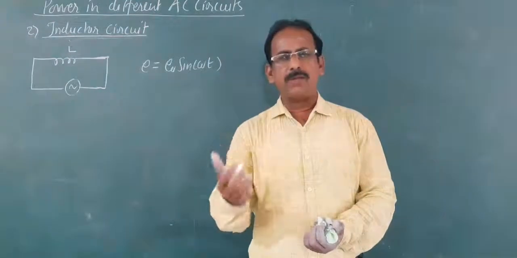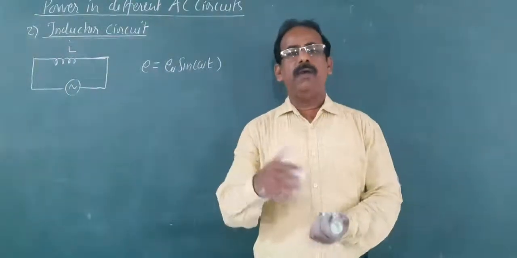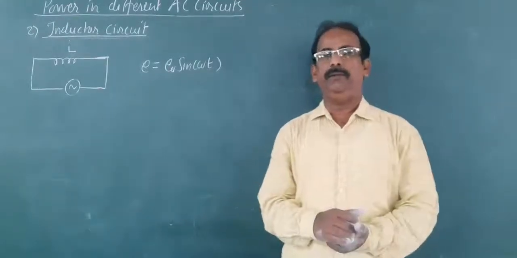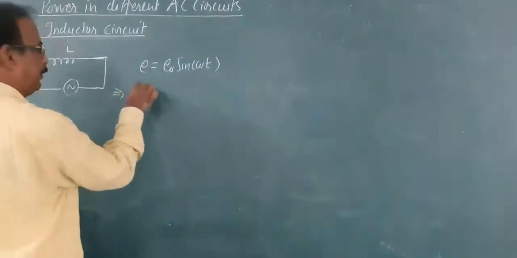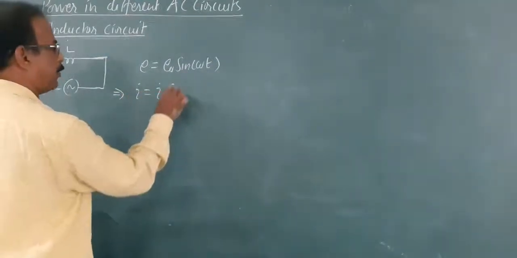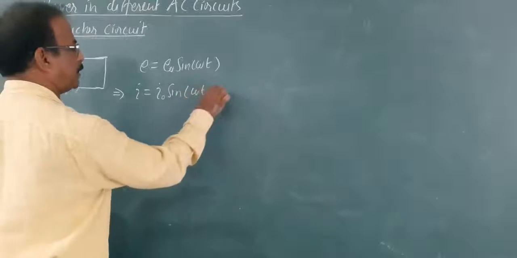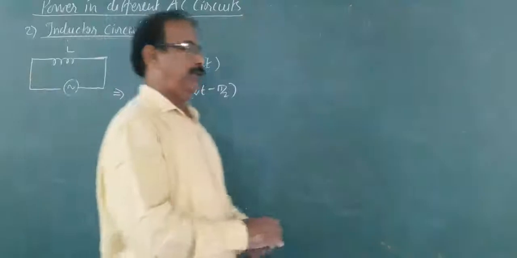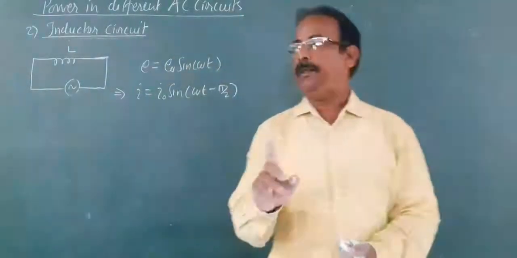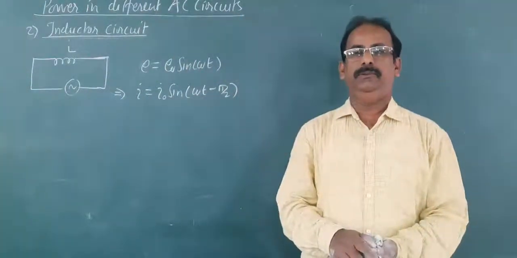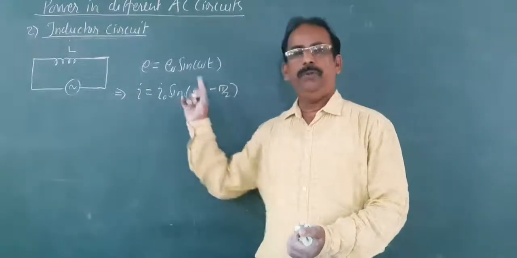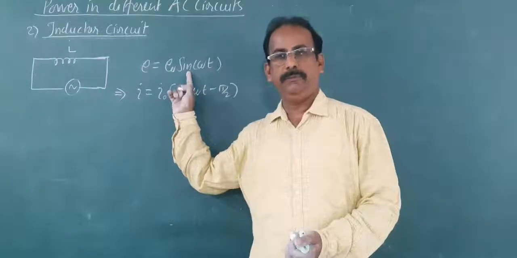In an inductor, we have studied that current always lags behind the EMF by pi by 2 radian. Therefore, the equation for current is I equal to I0 sine of omega t minus pi by 2. Current lags behind, therefore write minus pi by 2. Don't write plus pi by 2. This is the equation for current, and this is the equation for EMF.